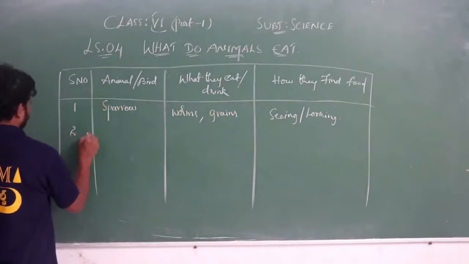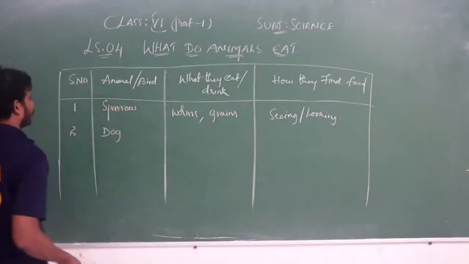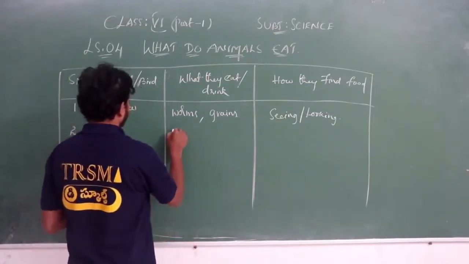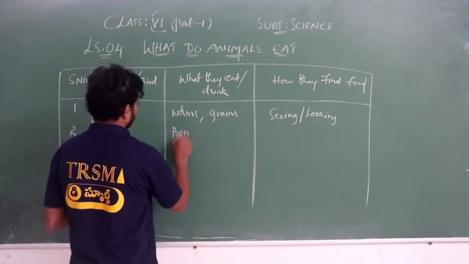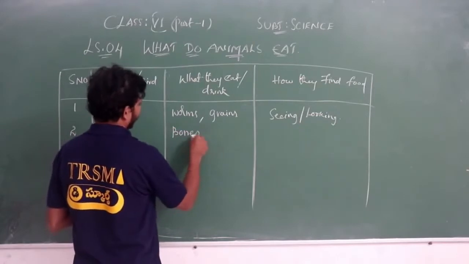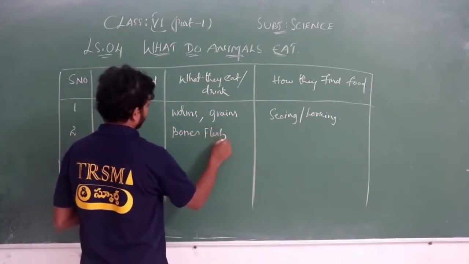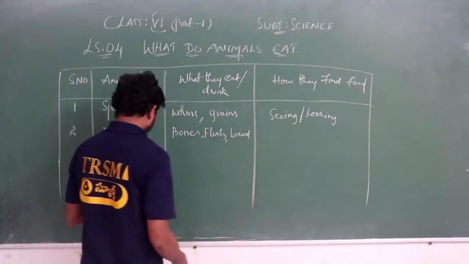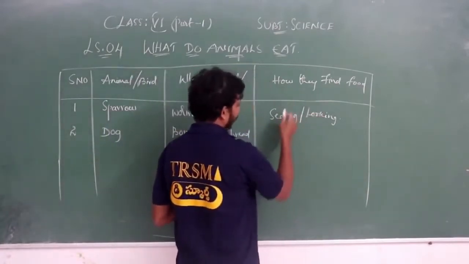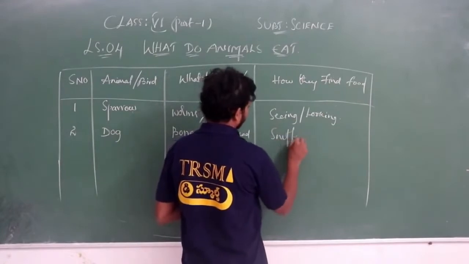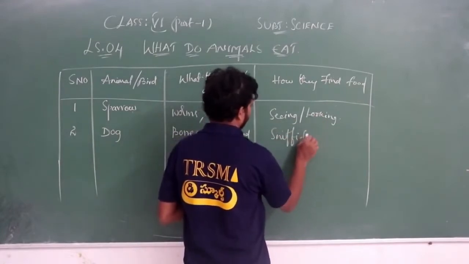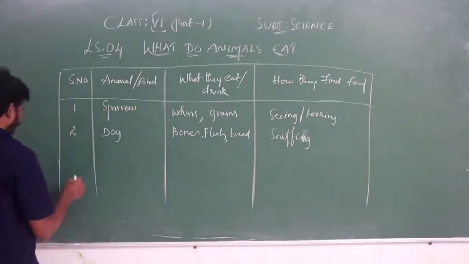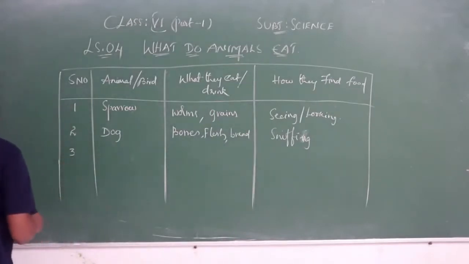Next, the second one, dog. This comes under animal. And what do they eat? They eat bones or the flesh. We even say it as flesh. I'm writing flesh here also. And they even take bread. Next, how do they get the food? By sniffing, S-N-I-F-F-I-N-G. By sniffing they get the food.